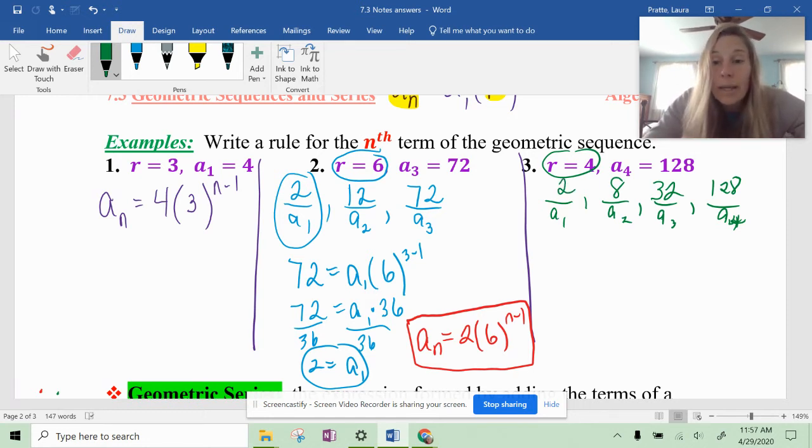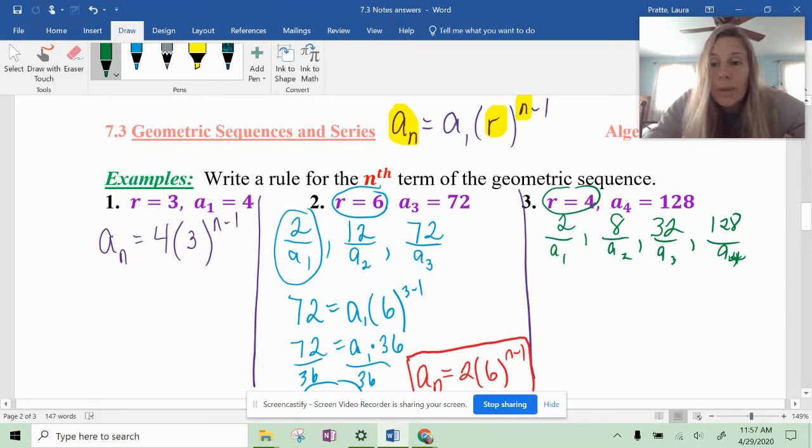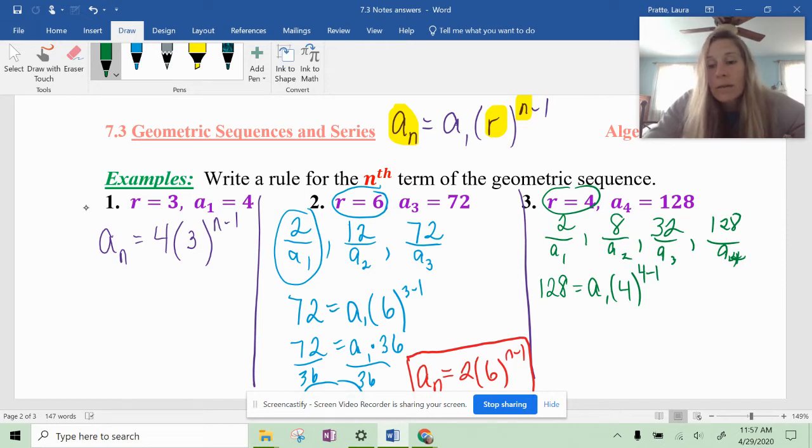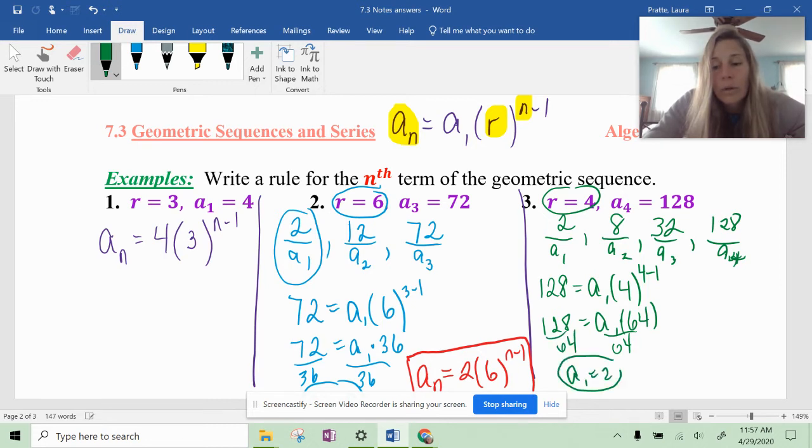If we have to do it algebraically and use this formula up at the top, I'm going to put in 128 for my a sub n, and then my 4 is my r, and then I'm going to do 4 minus 1 because 4 is my n. So that gives me 4 to the third power, which is 64, divide, and again, we get a sub 1 equals 2. Okay, so when they're giving you a number that's not too far in the pattern, you could figure it out either way. When they're giving you something pretty far in, if they're giving you a sub 32 or something like that, then you'd probably have to do it algebraically.